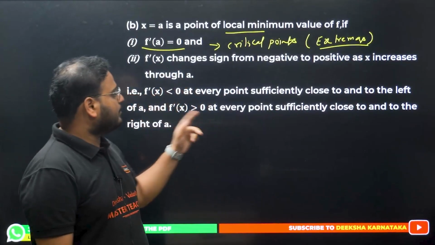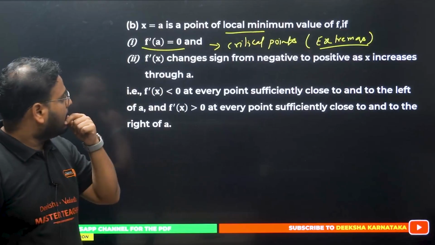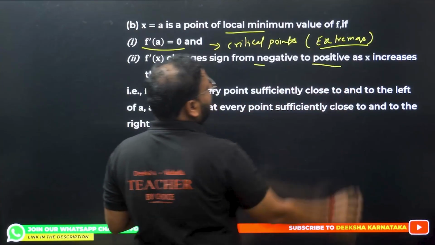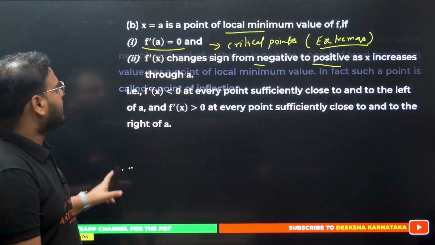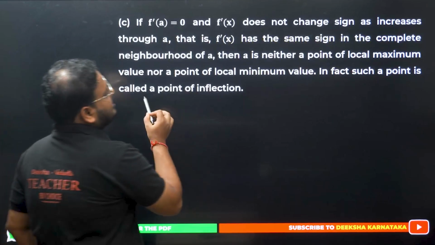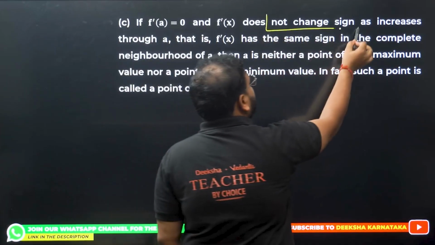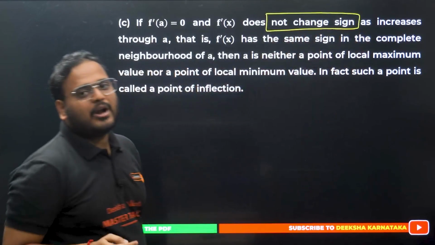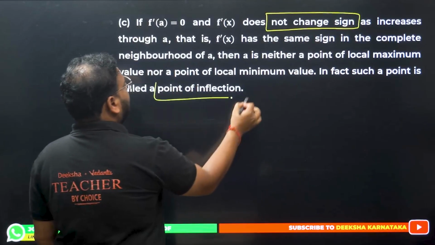Sign changes from where to where? Plus to minus. Okay. Great. Sign changes from negative to positive for minima and positive to negative for maxima. If you have no sign change, this is called as point of inflection.